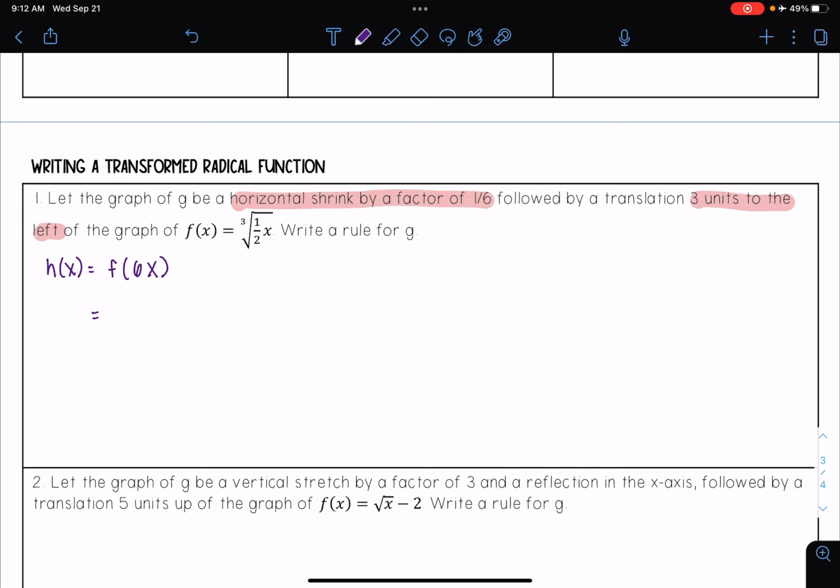Well, f of 6 times x means I'm replacing x in my function f here with 6x. So I have the cubed root of 1/2 times 6x. Well, 1/2 times 6 is 3. So h of x is equal to the cubed root of 3x.